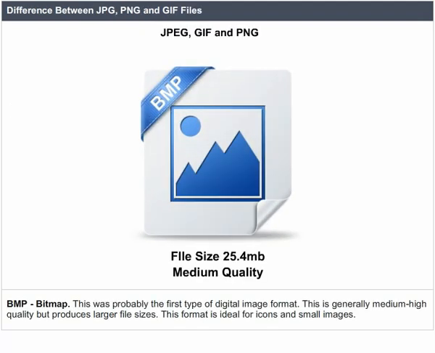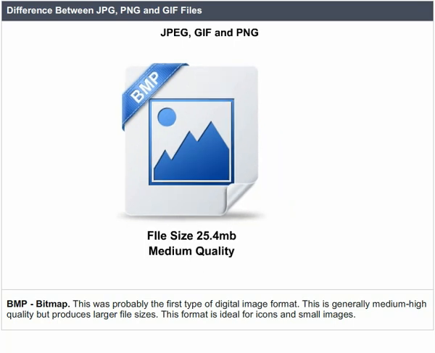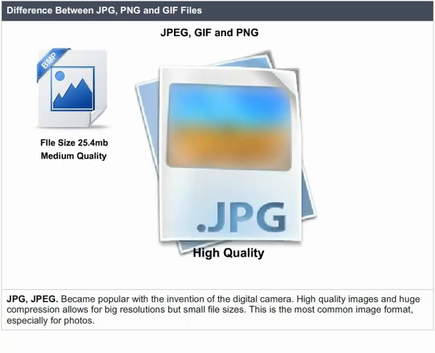Difference between JPG, PNG, and GIF files. BMP, bitmap. This was probably the first type of digital image format. This is generally medium-high quality but produces larger file sizes. This format is ideal for icons and small images. JPG, JPEG became popular with the invention of the digital camera. High-quality images and huge compression allows for big resolutions but small file sizes. This is the most common image format, especially for photos.